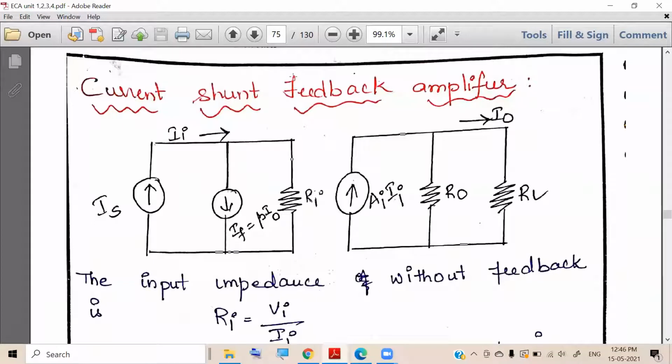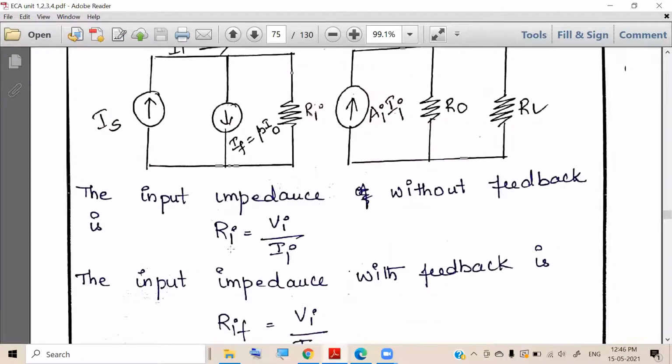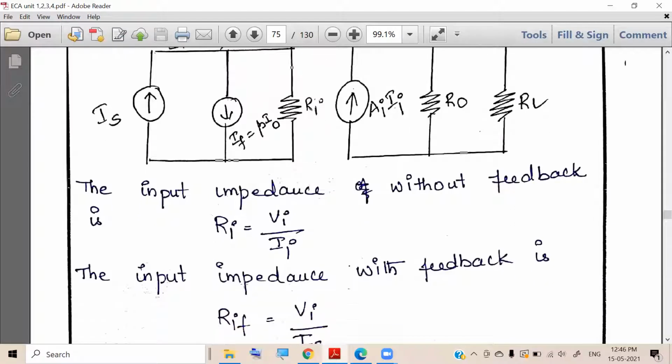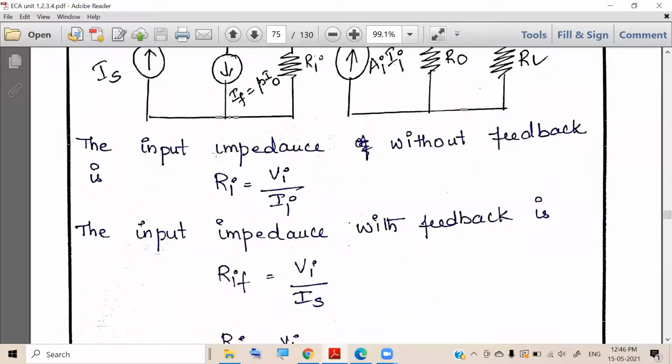Okay, so this is our circuit and the overall current is represented with Is. Here, the same old formula we are writing: Ri is Vi by Ii, Rif is Vi by Is. Okay, the same old formula.